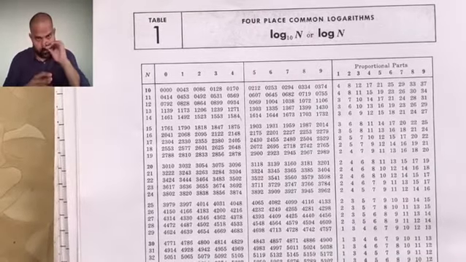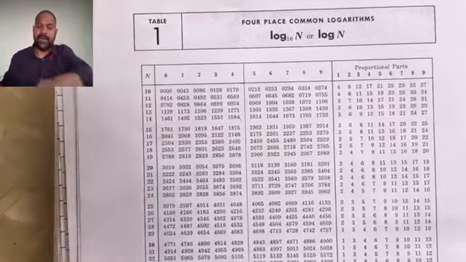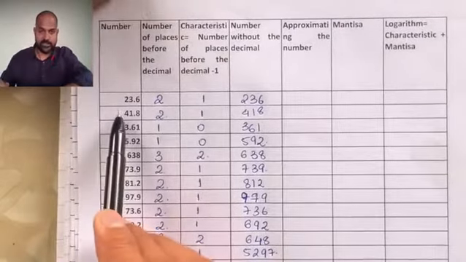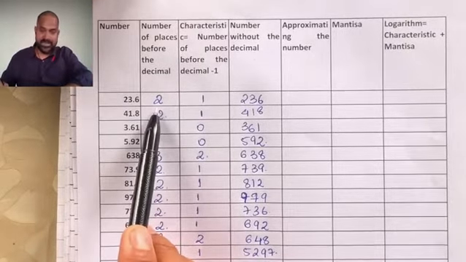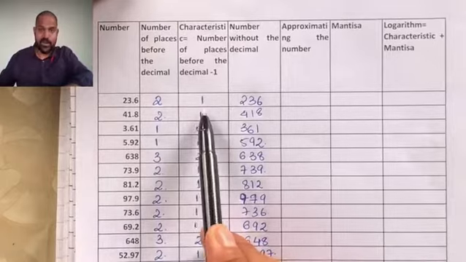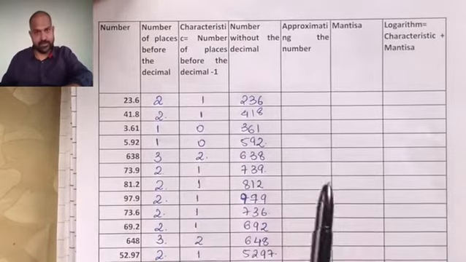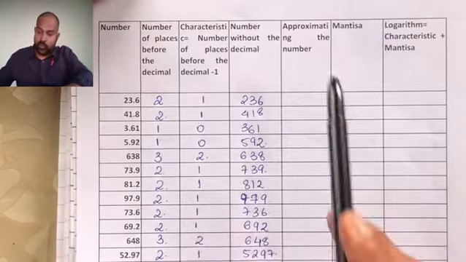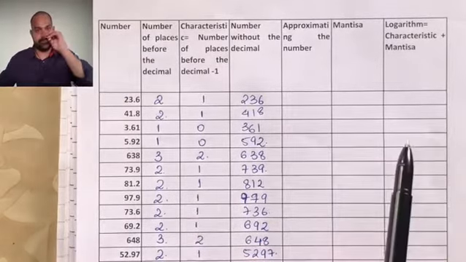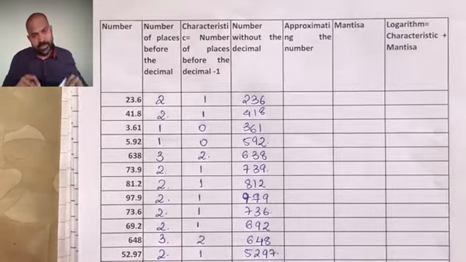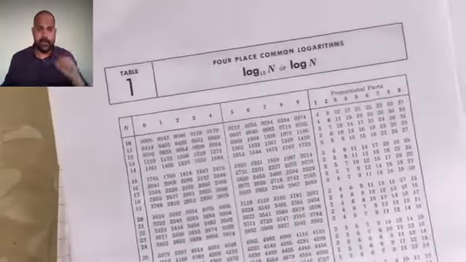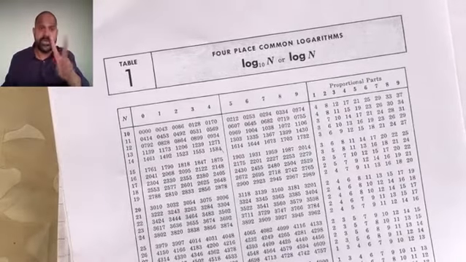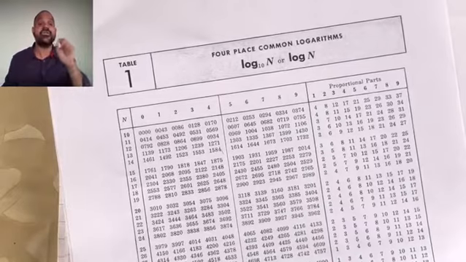What do you have to do? I'll tell you. Pick your first number. Well, my first number was 23.6. So, the number of places before the decimal is 2, minus 1 is 1. And without the decimal, the number is 236. Now, I am going to check for the mantissa. How? From the table. In the table, you can always look for the first 2 digits in the first column.